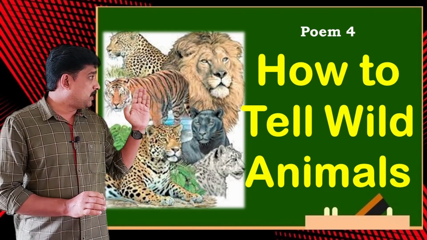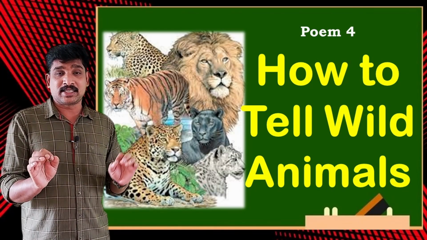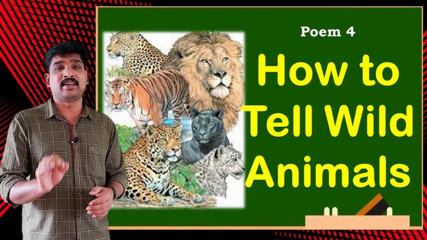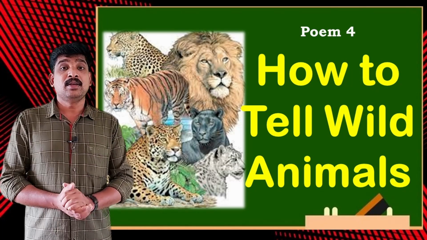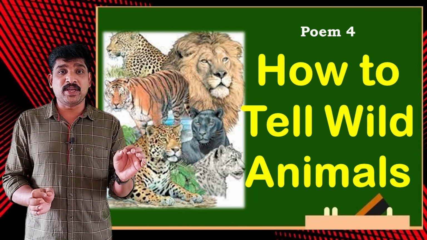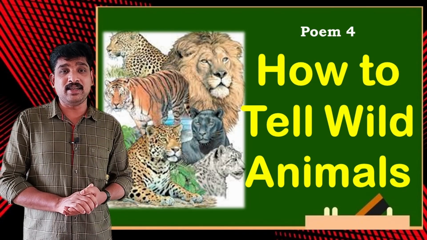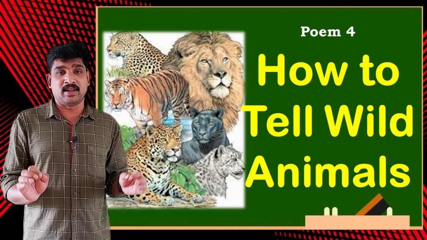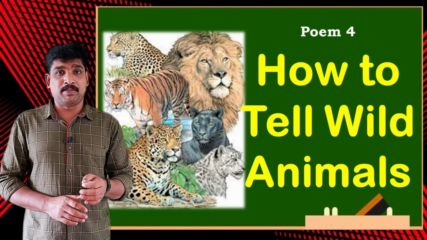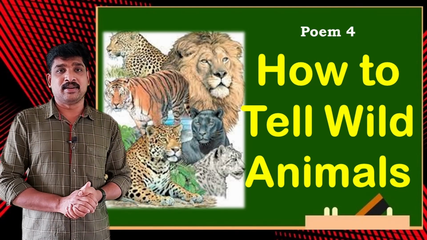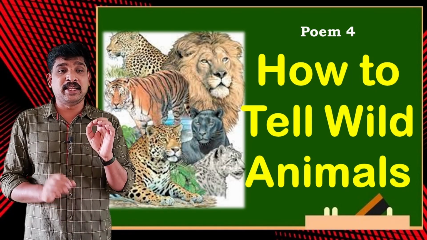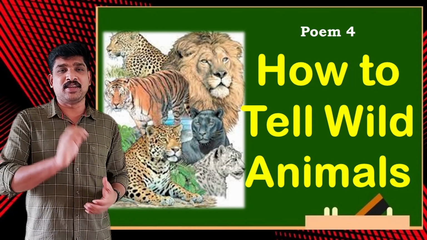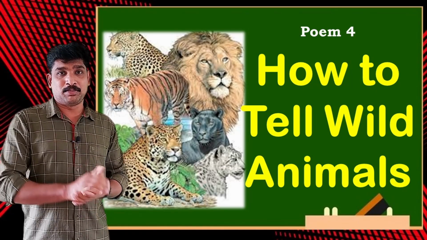In this poem, How to Tell Wild Animals, Caroline Wells has used language in a way that it generates humor. She introduces the reader to various kinds of wild animals like Asian lion, Bengal tiger, bear, leopard, crocodile, chameleon, etc., explaining each of the animals in a very humorous way. Now let us get into the poem.